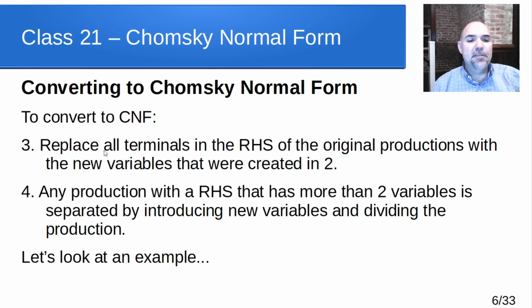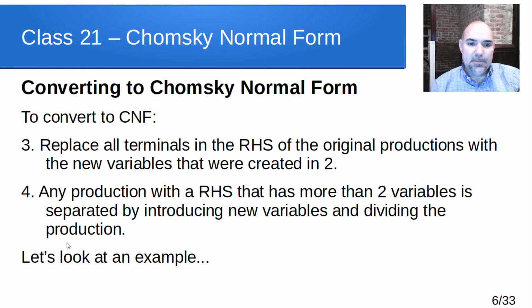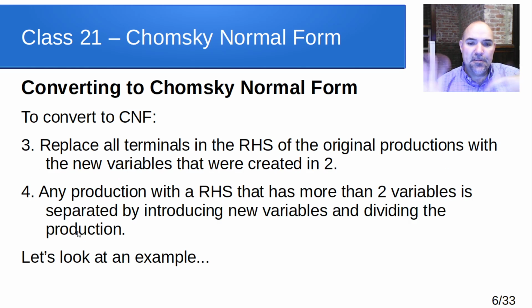And what step 3 is, now we replace all the terminals on the right-hand side of the original productions with the new variables that were created in step 2. In other words, wherever I see a terminal on the right-hand side, I'm going to replace that with that variable that we had here, T sub whichever one it is. So after we're done with this step, the right-hand side of those productions will no longer have any terminals in them, except for these new ones that we created. The rest of them will all be strings of variables on the right-hand side.